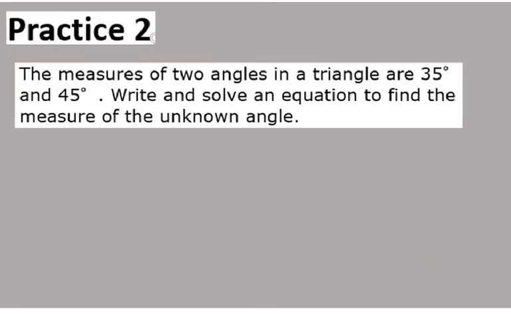Okay, practice problem number 2. The measures of two angles in a triangle are 35 degrees and 45 degrees. Write and solve an equation to find the measure of the unknown angle. Now we could go ahead and draw a triangle if we wanted to, or we could just set up and write an equation in order to solve this. Well, the equation is real simple. You just use the unknown plus the two knowns, which is 45 degrees plus 35 degrees, and all of those equals 180 degrees.